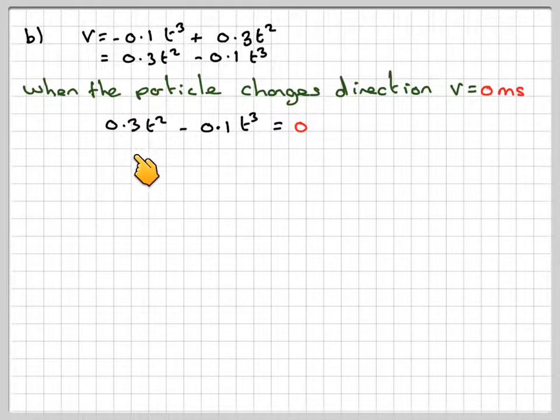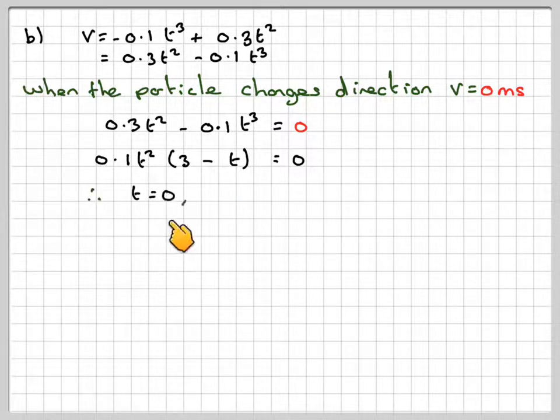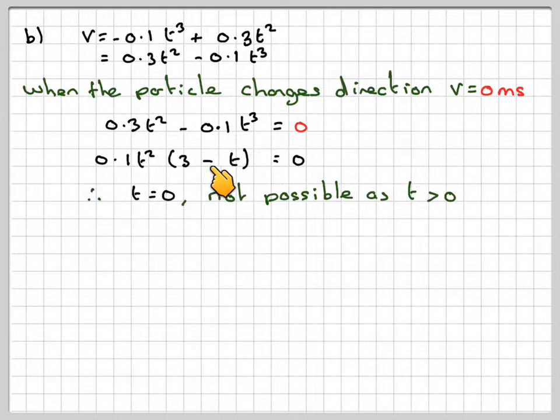So we've got 0.3 t squared minus 0.1 t cubed is equal to 0. So take out a common factor of 0.1 t squared. That will give 3 minus t is equal to 0. So therefore t is equal to 0, but that's not possible because t had to be greater than 0, which means that t has to be equal to 3. It's not a perfect square, so it does actually cross the axis. So t will be equal to 3 seconds when the particle changes direction.